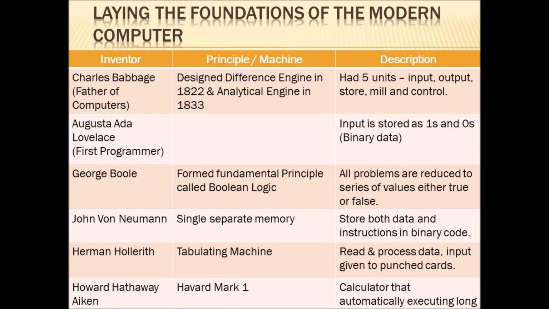Next, laying the foundations of the modern computer. This is the time in which modern computers were started to develop. The first one is Charles Babbage. He is known as the father of computers. He designed the machines called difference engine in the year 1822 and analytical engine in the year 1833. It had 5 units, that is input, output, store, mill and control. It can accept the input, give the output, store it, mill and control the whole device.